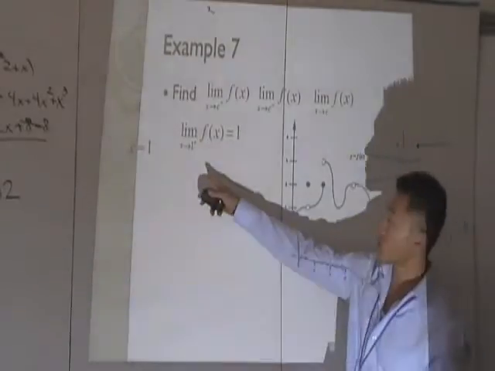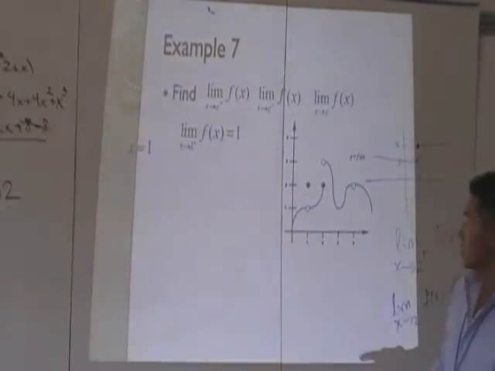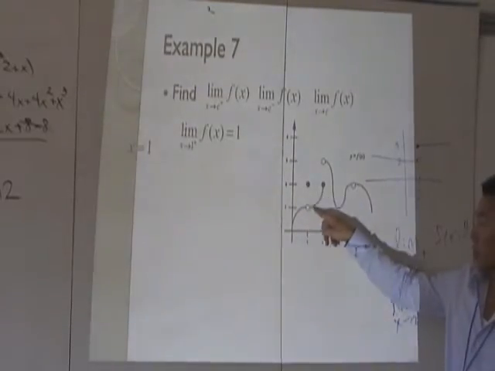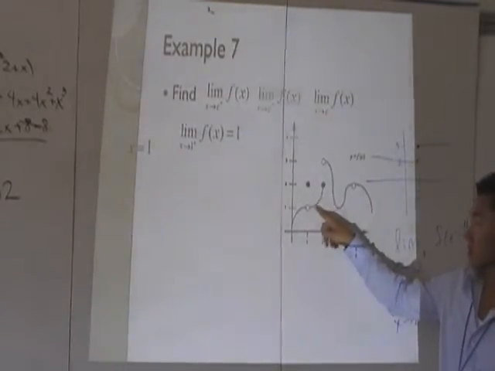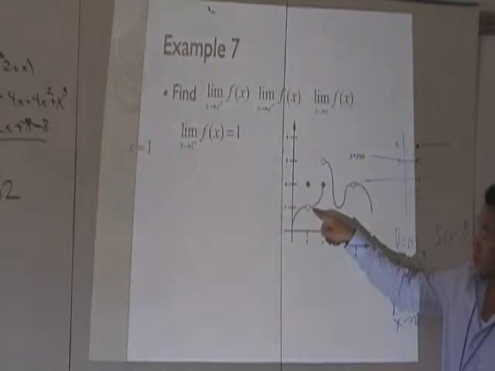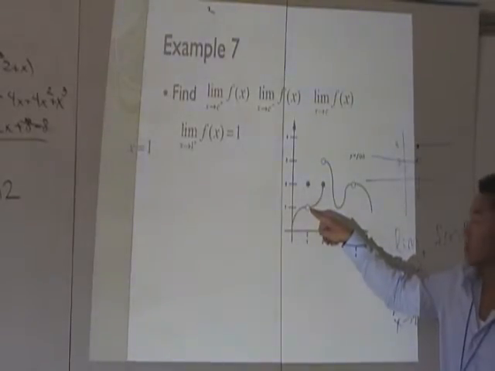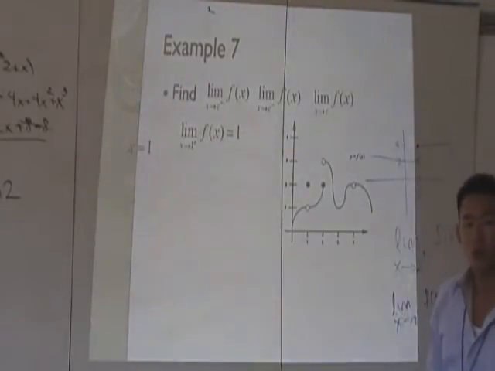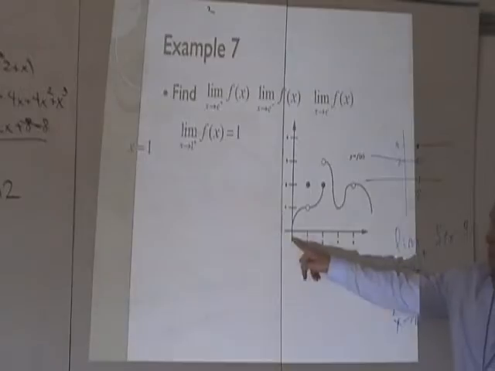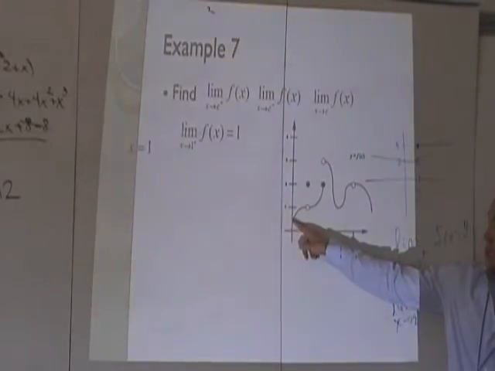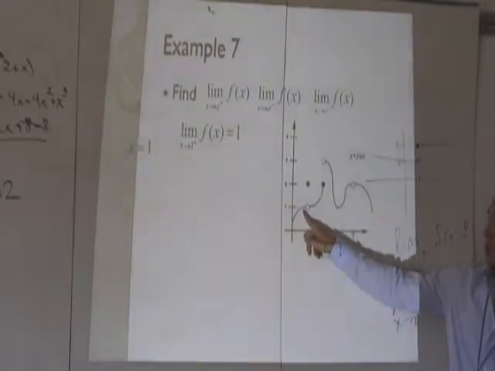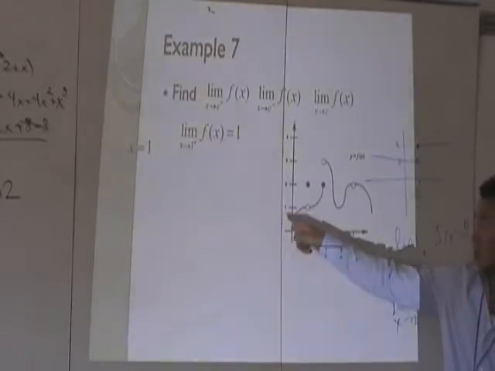So when it approaches 1 from the right, here's 1. You're going to look as it comes from the right, so it's coming from this side. As x gets super close to 1 from the right, what's your y value? 1. That's why it's 1. When it comes from the left, as it gets super close to 1 from the left, what's your y value? 1.